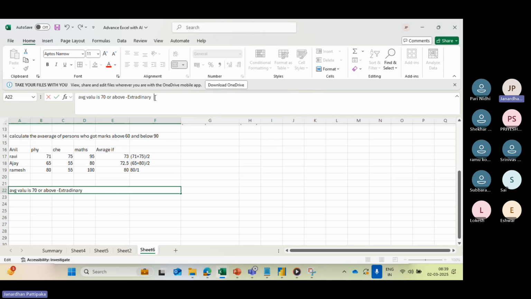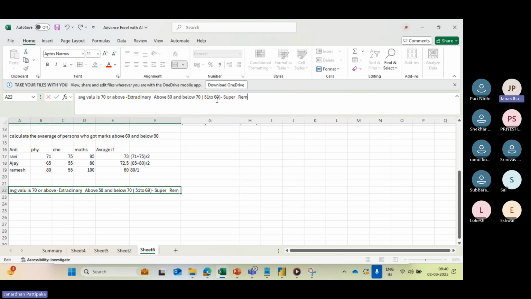And second, if the average value is above 50 and below 70, that means 51 to 69, I need to put this person as super.